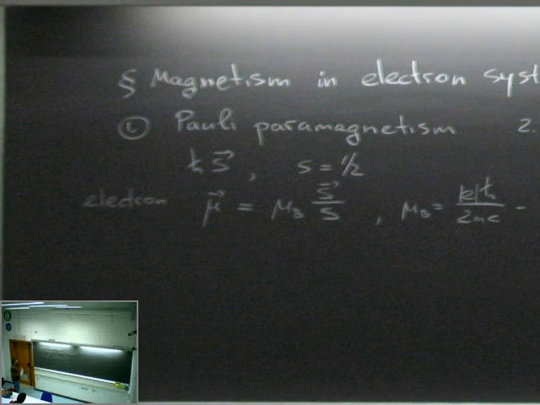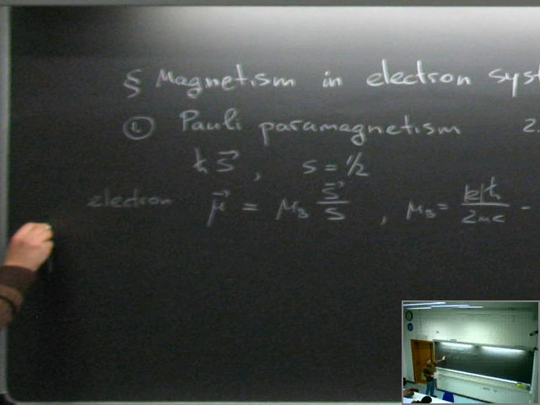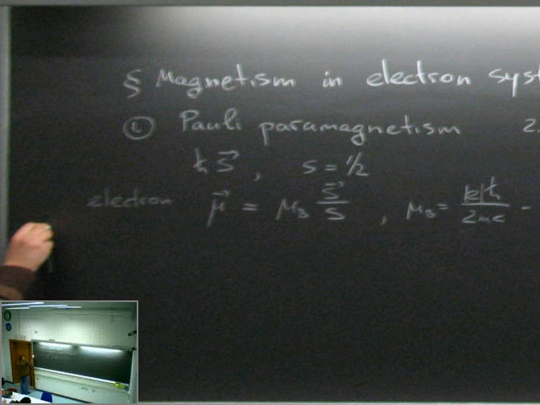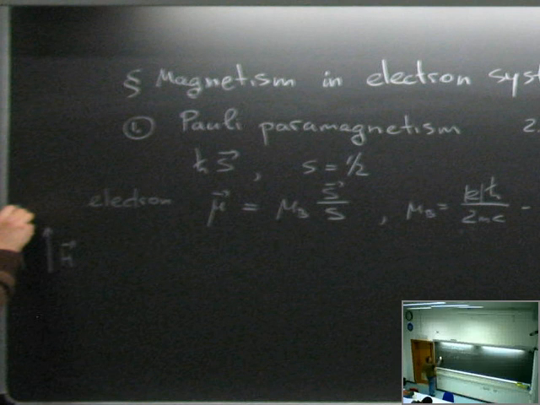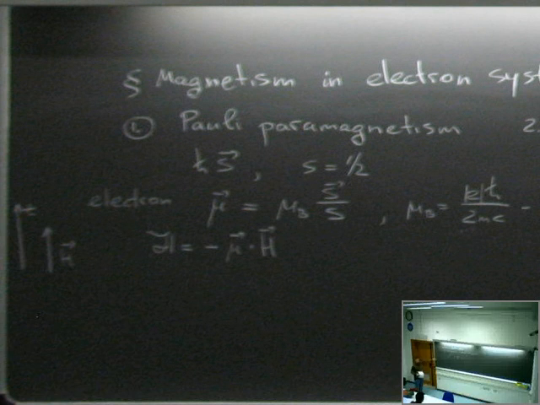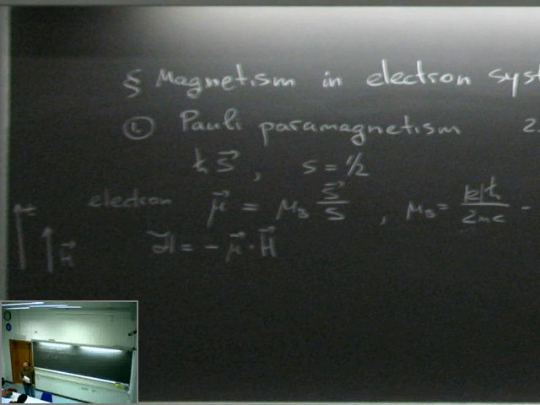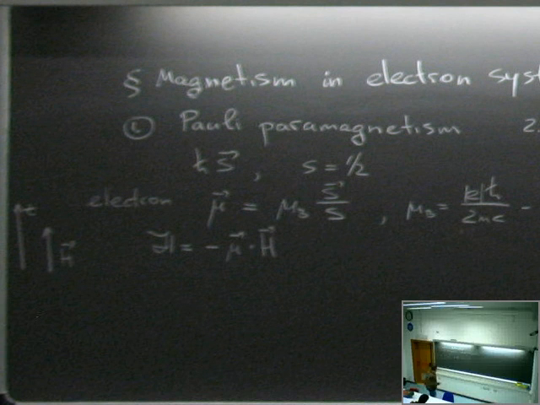Okay, then if we have a magnetic field applied to the electron gas, there is an interaction of the magnetic moment with the magnetic field H. I will choose the z-axis such that it is along the direction of the magnetic field. Then the Hamiltonian of interaction is very simple: minus μ times H. Since the quantization axis is chosen in the direction of the magnetic field, the Pauli matrix has a diagonal form.